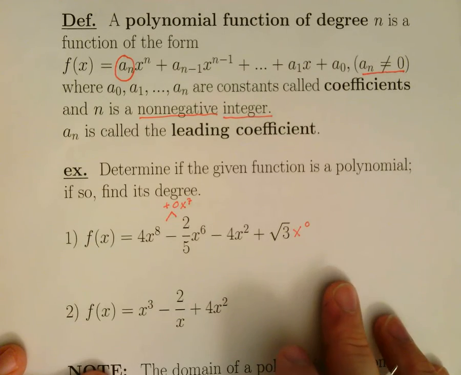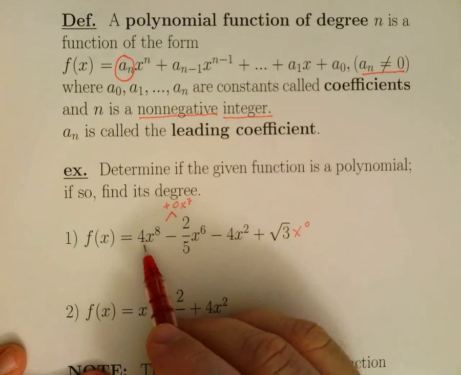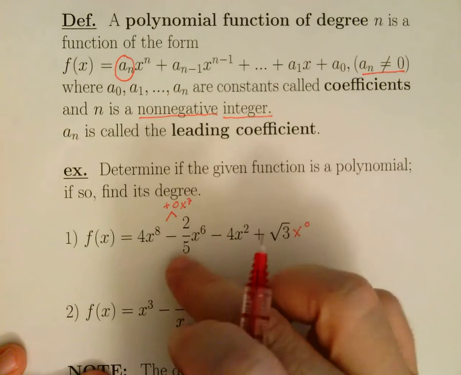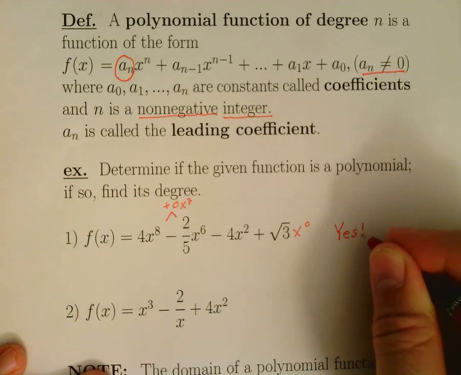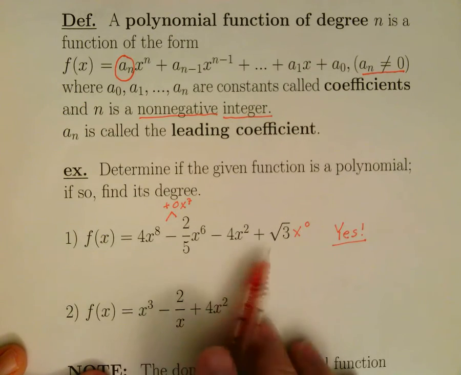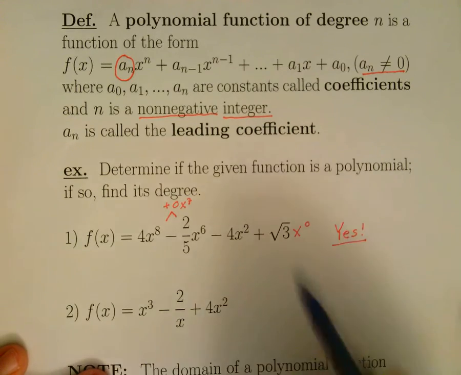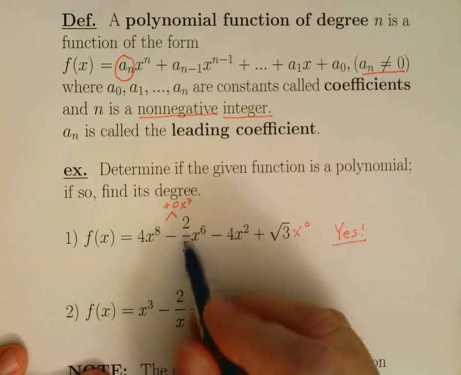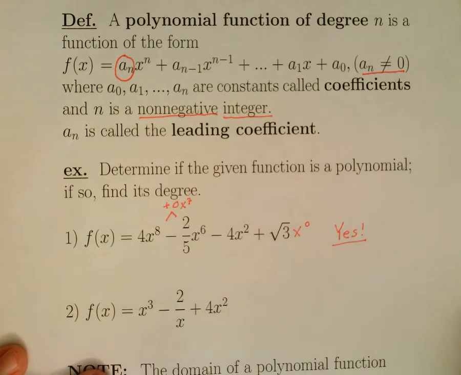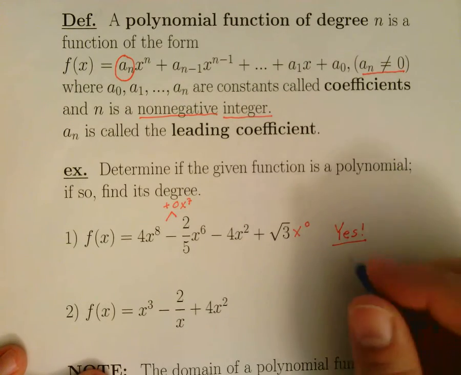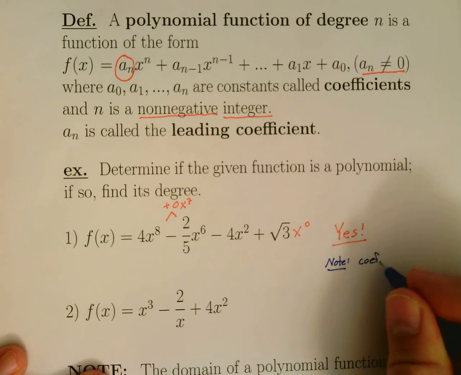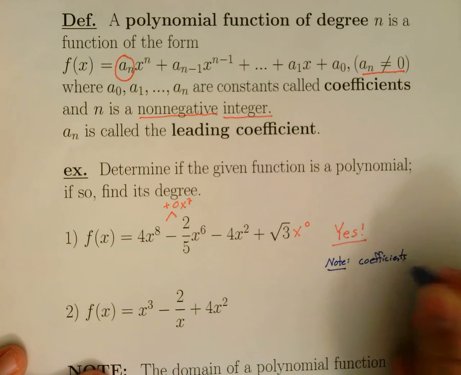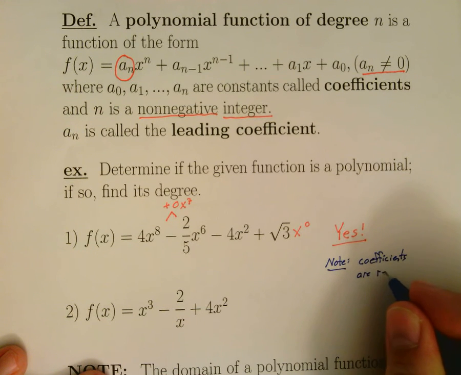Now, the question is, is this a polynomial? The answer is yes, because it's some number times x to the 8th plus some number times x to the 6th, and so forth and so on. Now, a couple people may ask, well, what about this square root of 3, or the 4, or this fraction? Remember, the coefficients can be any value whatsoever. So I want to make a note here that coefficients can take on any form. Coefficients are just real numbers.